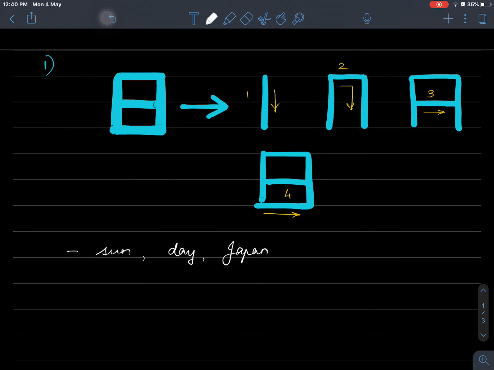So the first kanji for today is this kanji, which is, as I have written here, I don't know if it is clear at this point, but this is how the kanji is written.